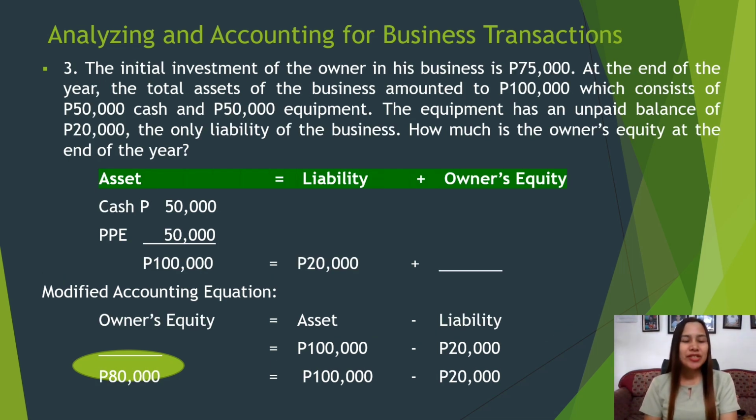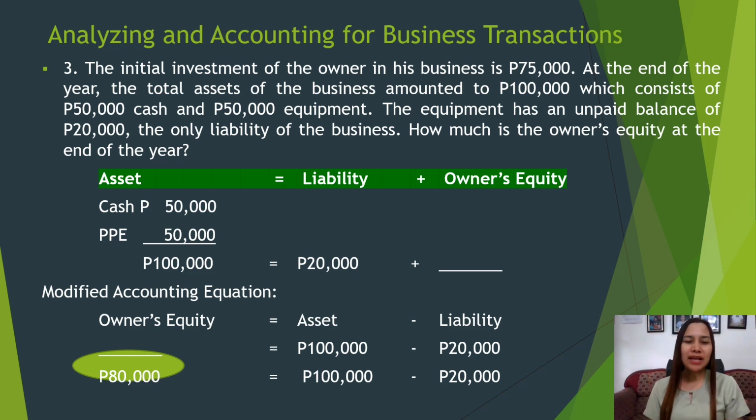Third illustration. The initial investment of the owner in his business is 75,000. At the end of the year, the total assets of the business amounted to 100,000, which consists of 50,000 cash and 50,000 equipment. The equipment has an unpaid balance of 20,000, the only liability of the business. So how much is the owner's equity at the end of the year?